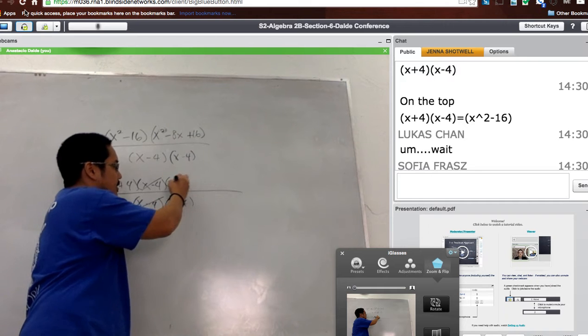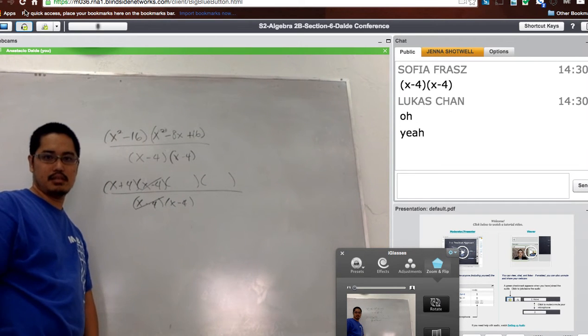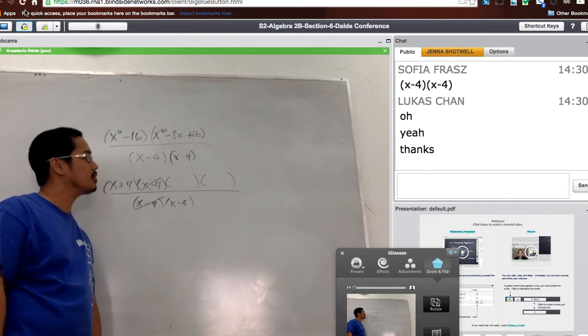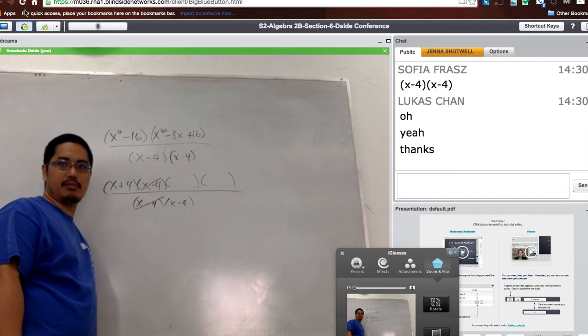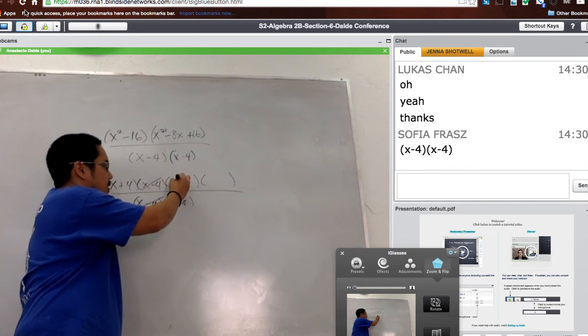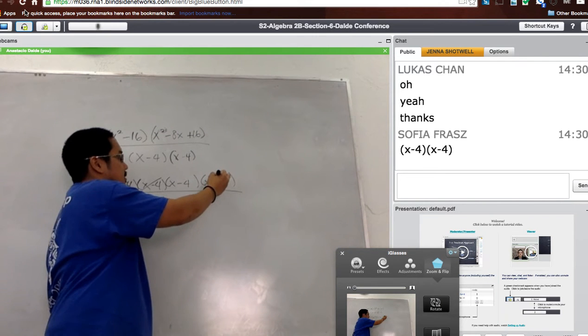Can you FOIL that or factor that? They're all divisible by 2. Well, I mean no, like the 8 and 16. But you can factor it, FOIL it, right? Yeah. That's x minus 4, or that's times x minus 4.